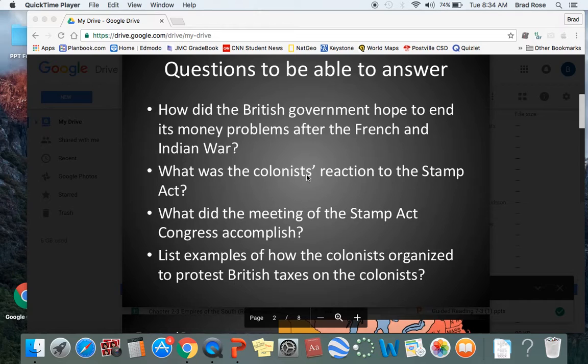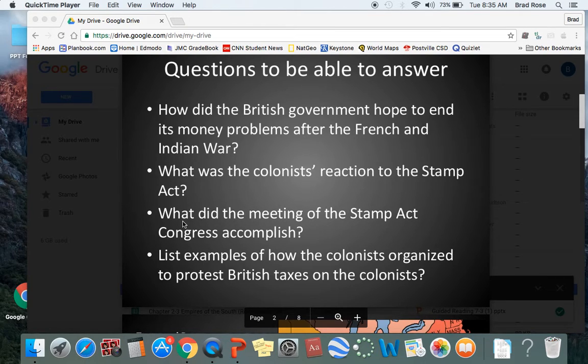What was the colonists' reaction to the Stamp Act? So when we're thinking about this question, think about the reaction. Reaction, something has to happen, which was the Stamp Act. How did they deal with the Stamp Act, or what did they do as a result of the Stamp Act?